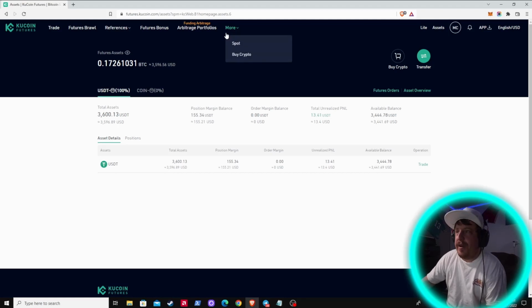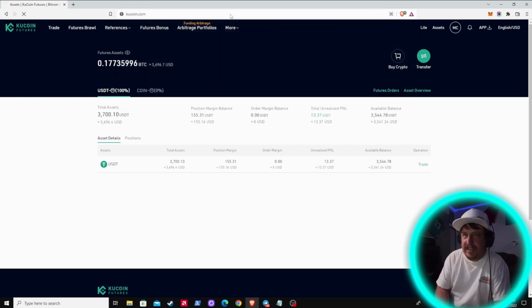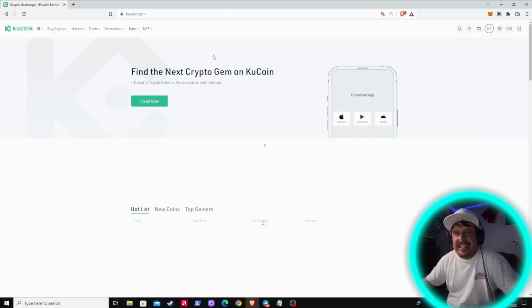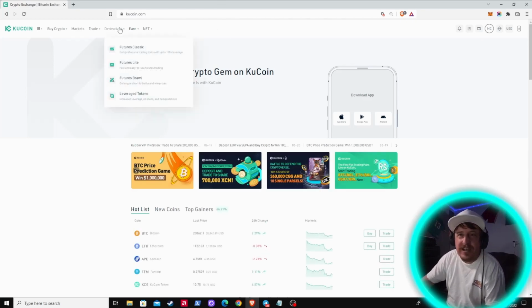Okay, so now what we want to do is go back up to the browser and go to Kucoin.com. Again, I just want to go back to the home page because this is the easiest way for me to explain how to navigate over to the futures page. Now there's this tab that says derivatives, and you have the option of the futures classic or the futures light.